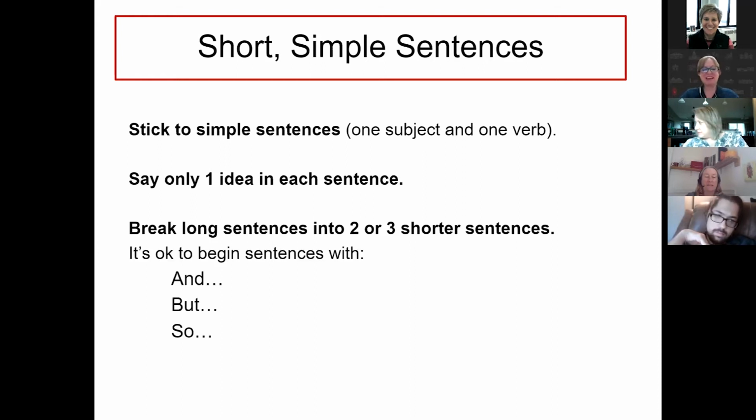Okay, once again, we're going to maybe catch some flack from our high school English teachers, but when we follow plain language guidelines, it's okay to begin sentences with words like and, but, or so.